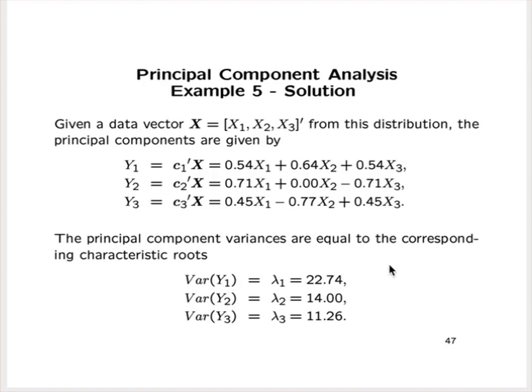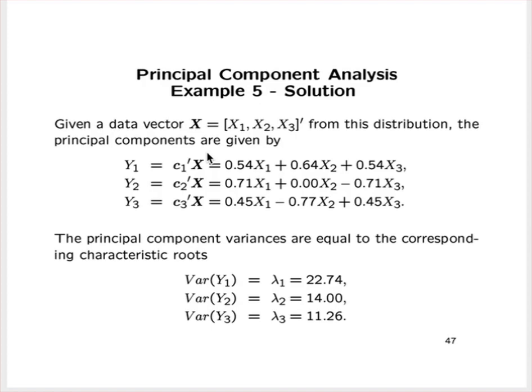The variances of the principal components constructed in this way are: the variance of y1 is 22.74. I'm sorry, the variance of y2 is 14.00, and the variance of y3, the third principal component, is 11.26. Again, by construction, and you can verify this by using the covariance formulas.